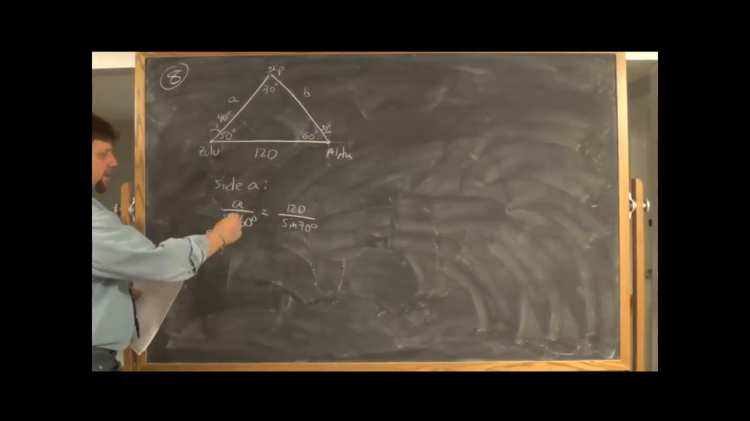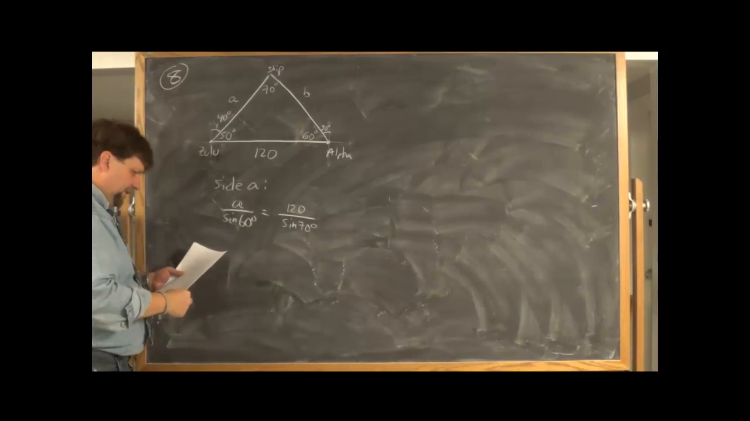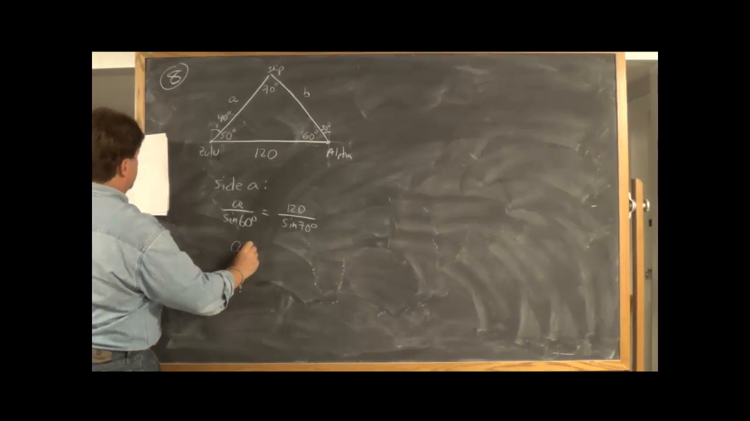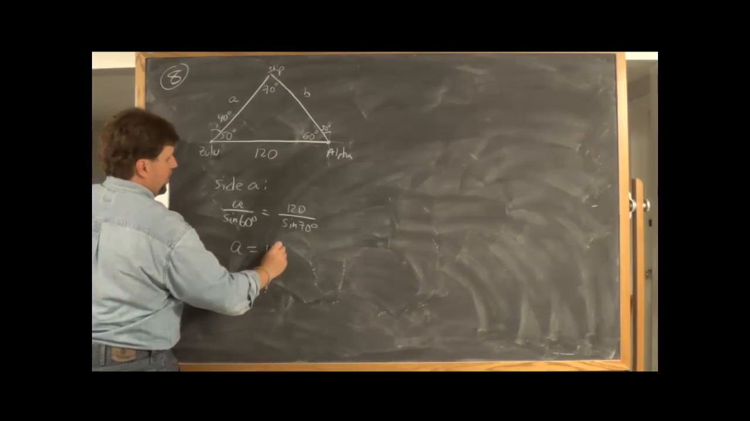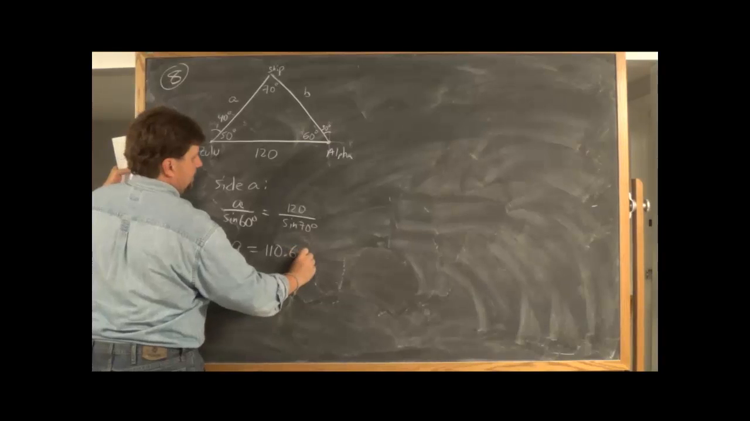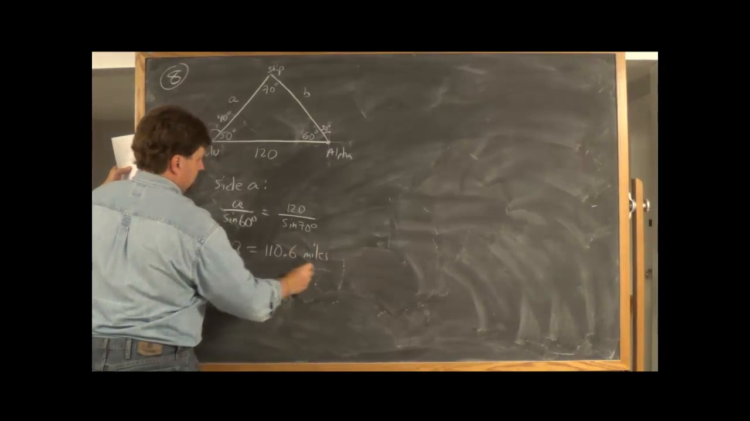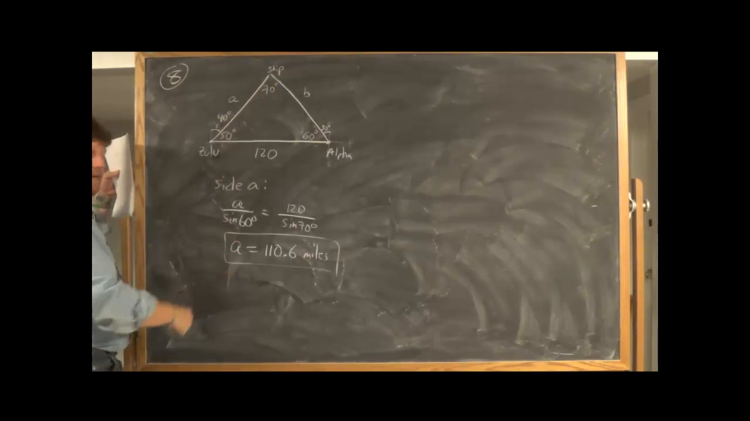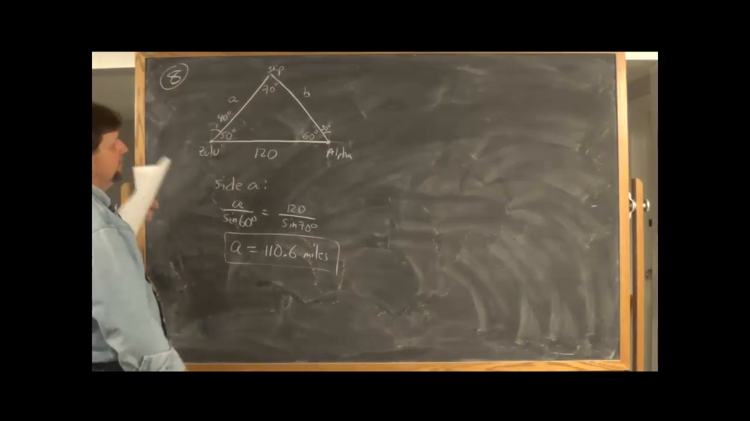And if I multiply both sides of this equation by the sine of 60 degrees, and then I use my calculator, I will get A to be about 110.6 miles. So that's the distance from Zulu to the ship: 110.6 miles.